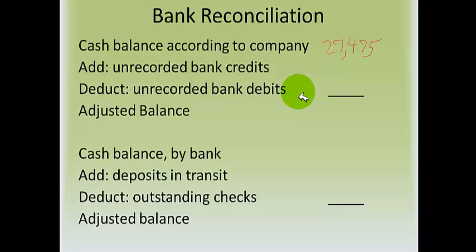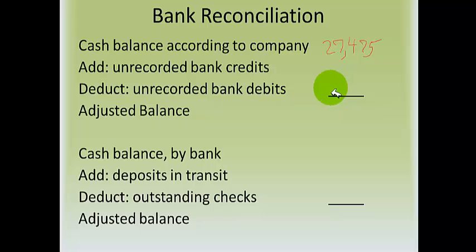Next is deduct any unrecorded bank debits. So in this case, there were two. We had a non-sufficient fund check. That means we deposited this and recorded it in our company books as an increase in our cash account, but then the person who wrote us the check didn't have the money in their account. So we need to deduct it so that we match our book balance.